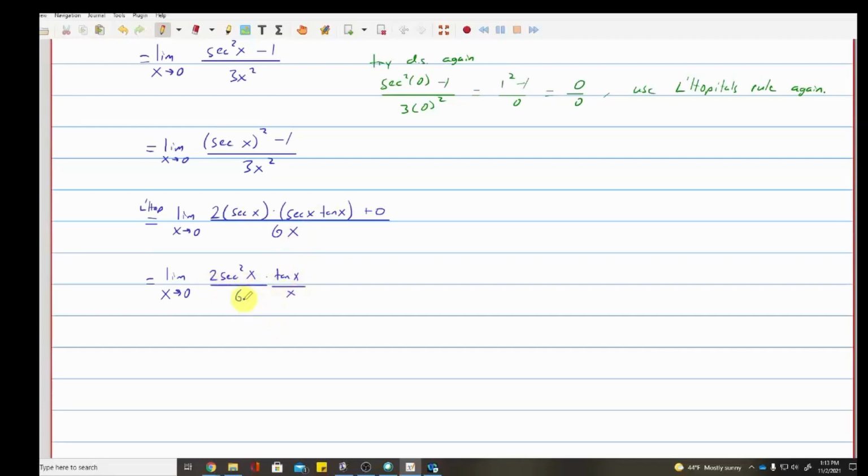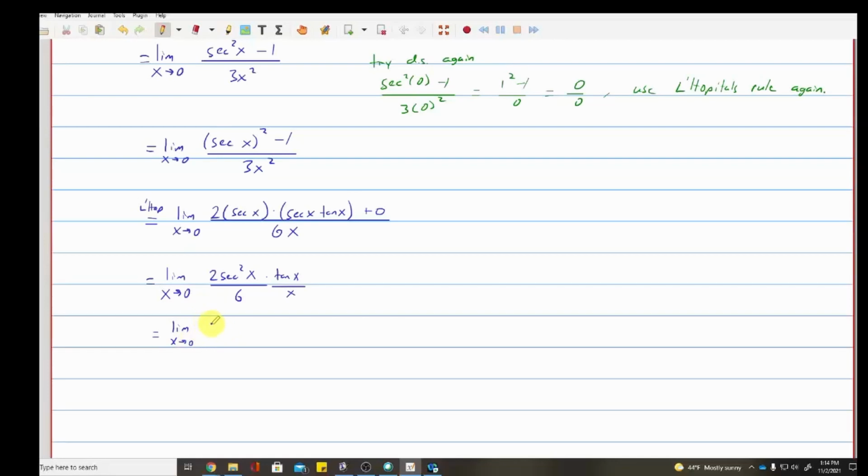Right? So I still have a 6x in the denominator. I have 2 secant squared x times tangent x in the numerator. This one, though, I think is going to be a little bit simpler if I break these up. If I remember my properties of limits, if I have the limit of 2 multiplied pieces, I can break this up into the product of 2 different limits.